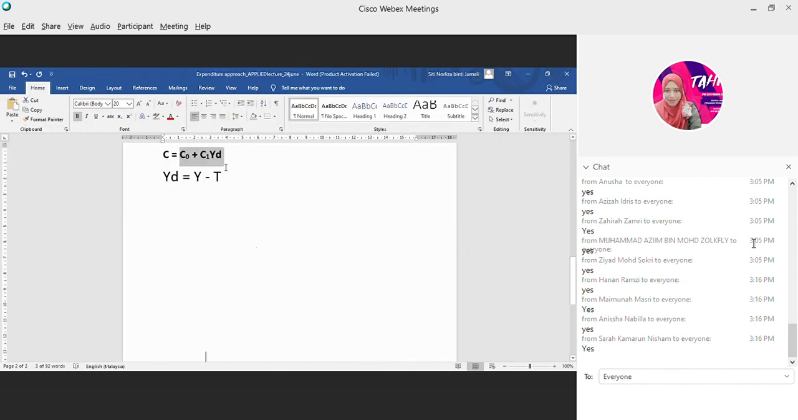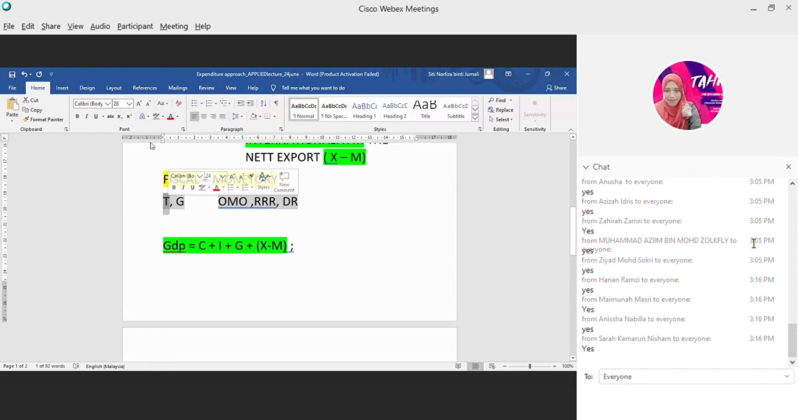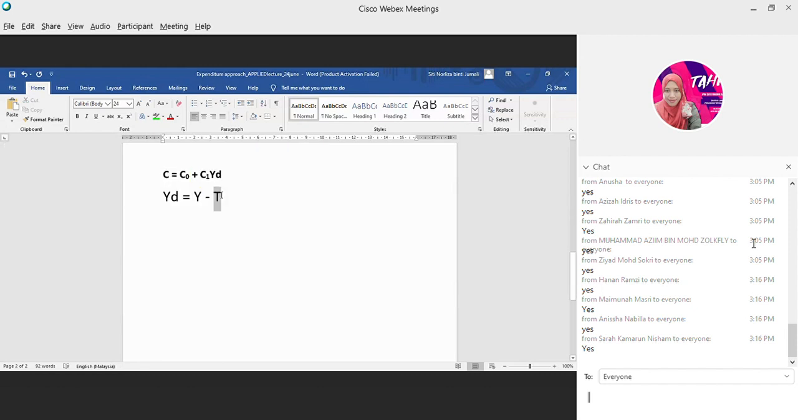So now, the YD over here is what we call disposable income. Disposable income is equal to Y minus T. The T over here is tax. Let's say the government introduces certain types of tax. So it will affect that YD, because to calculate YD is Y minus T.